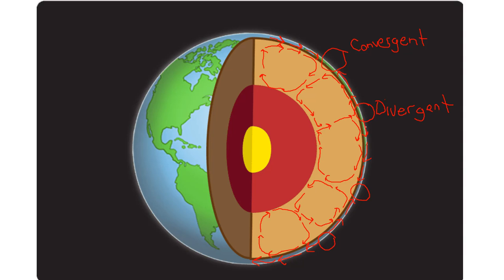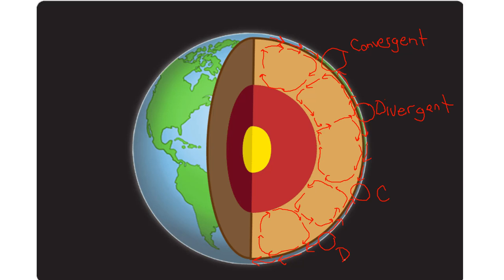So diverging means moving away from one another. We move down to the next plate boundary here. You can see again that they're moving towards one another. That's converging. I'm just going to abbreviate it C here. And then once again here, that's diverging. The part that's cool about this is that by measuring what's going on at the surface of the Earth, we can infer what's going on throughout the mantle of the Earth.